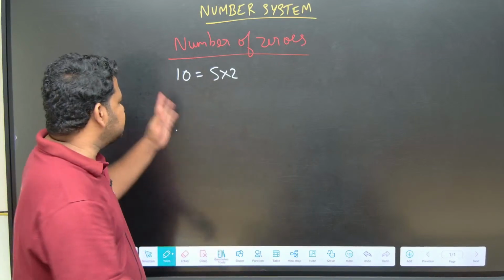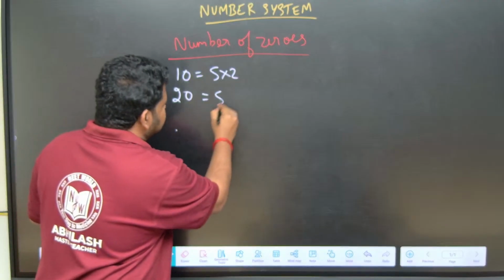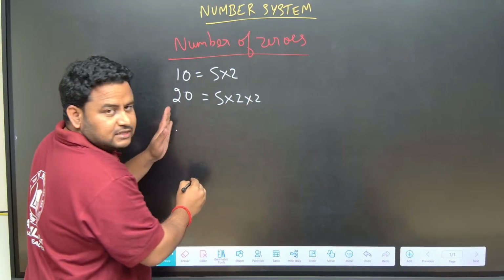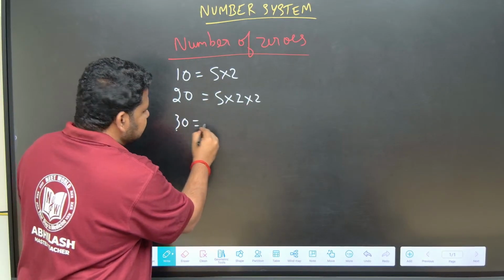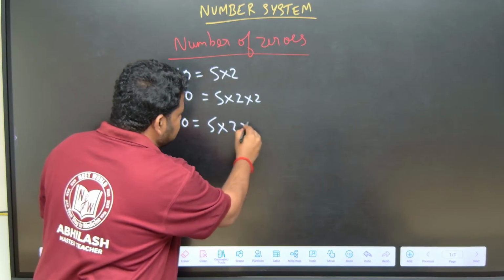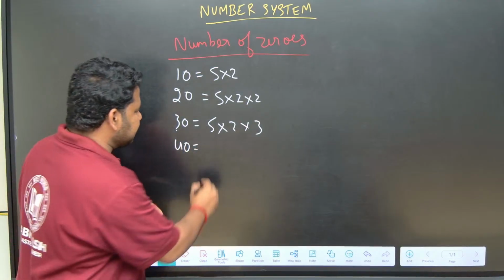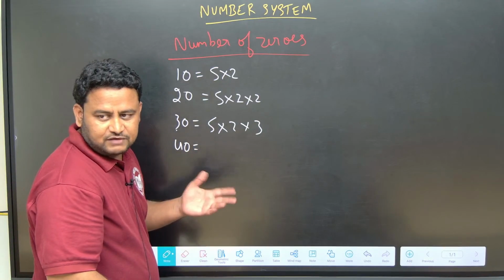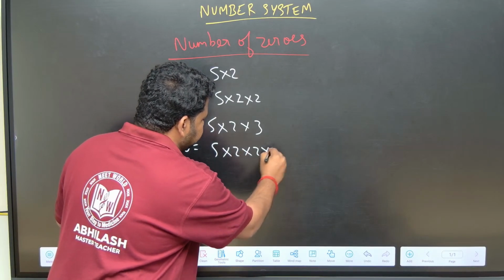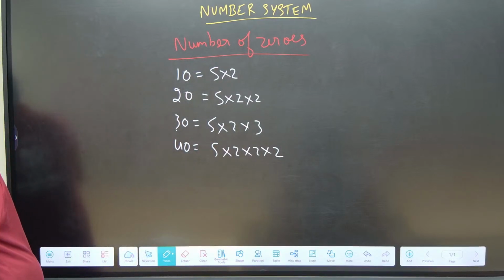Similarly, the next number which has 0 is 20. 20 can be written as 5 into 4, and 4 can be written as 2 into 2. The next number having 0 is 30. 30 can be written as 5 into 6, and 6 can be written as 2 into 3. The next number is 40. 40 can be written as 5 into 8, and 8 can be written as 2 into 2 into 2.